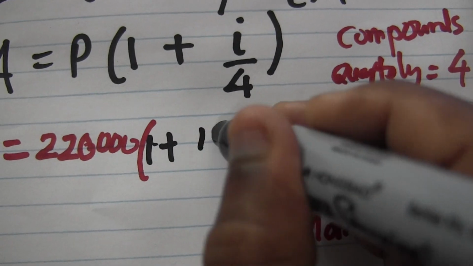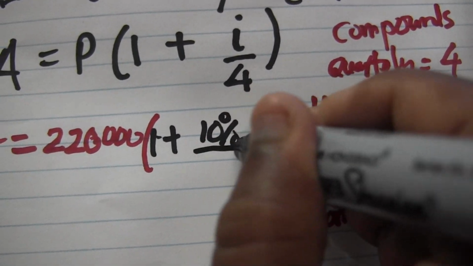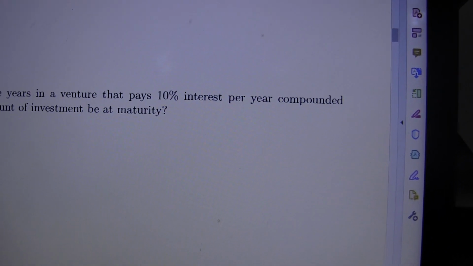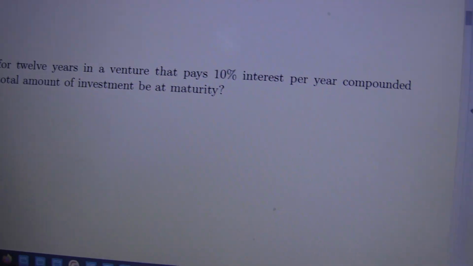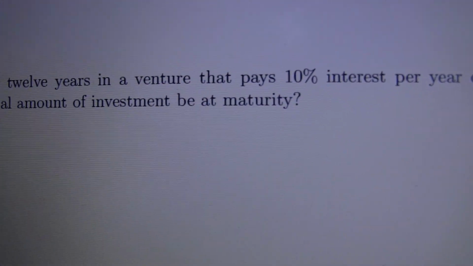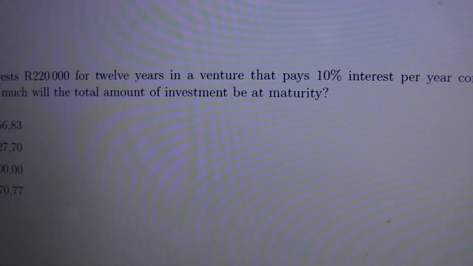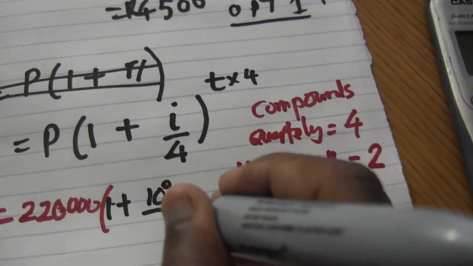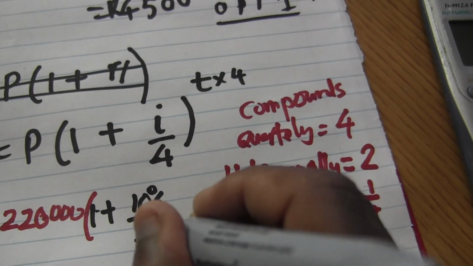What is the interest rate? 10%, according to how they say. But how was it compounded? It pays a 10% interest rate compounded quarterly, for how many years? 12 years. So what is quarterly here? Quarterly is going to be 4. So here we say the interest rate is 10 divided by 4.